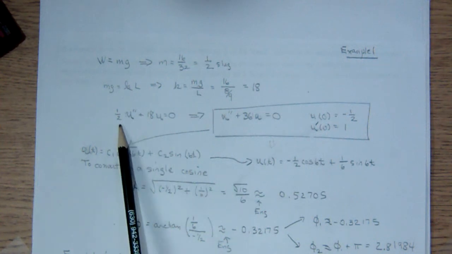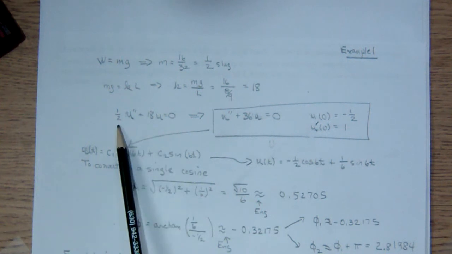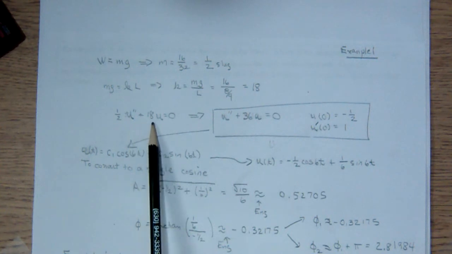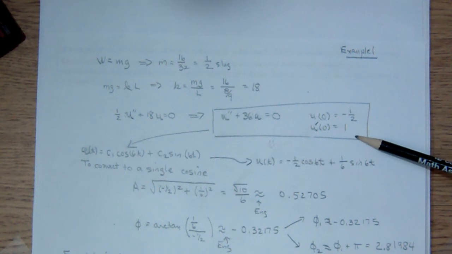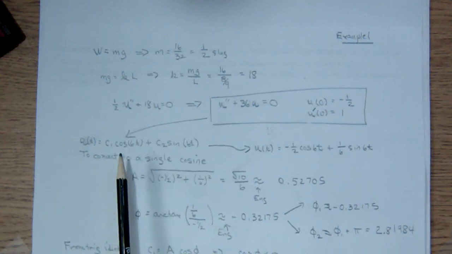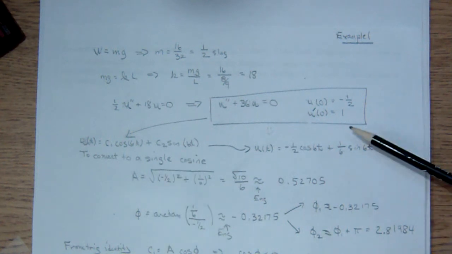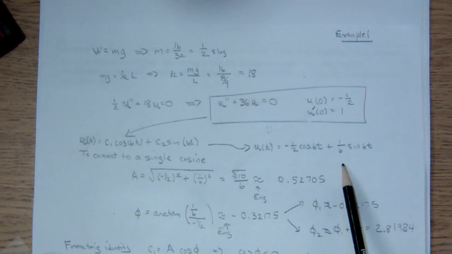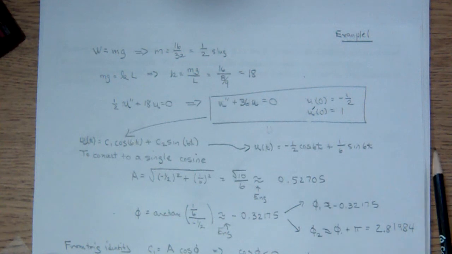So now we can write our equation. This is going to be ma, and we'll move this 18 over to the other side, so this is going to be 1/2 u double prime plus 18u equals 0, and we have initial conditions based on the problem. Note the sign convention does come into play about where is plus and where is minus. The solution to this problem is well known to you. u of t is going to be c1 cosine 6t plus c2 sine 6t. Whenever we plug in the initial conditions, we can find out what those coefficients are. So we end up with minus 1/2 cosine 6t plus 1/6 sine 6t.